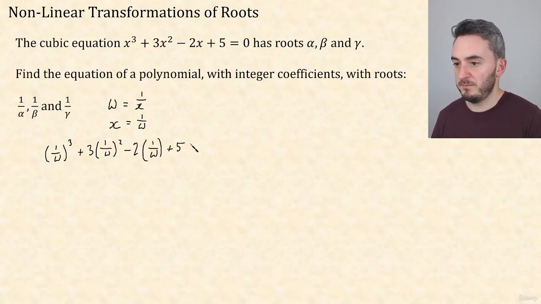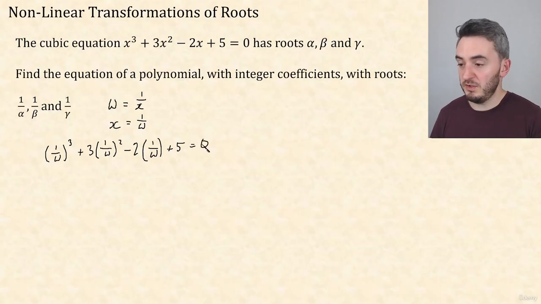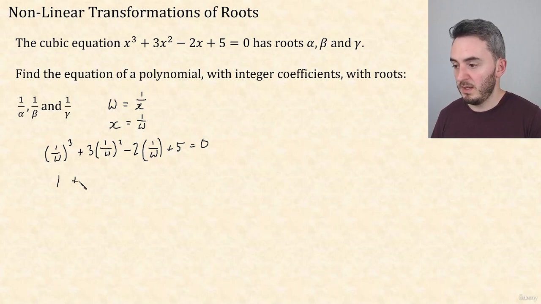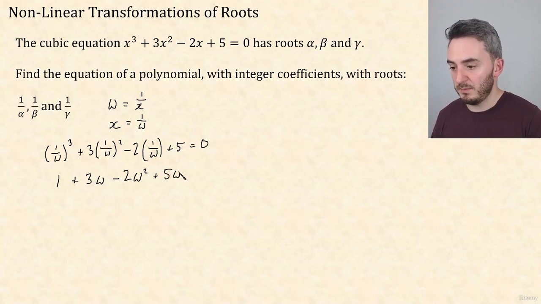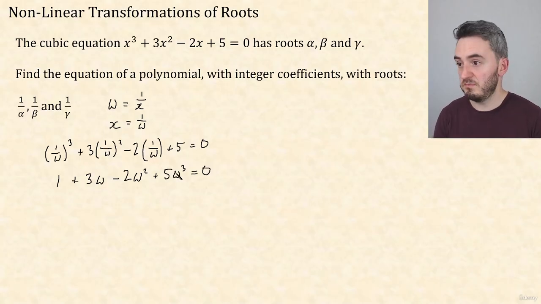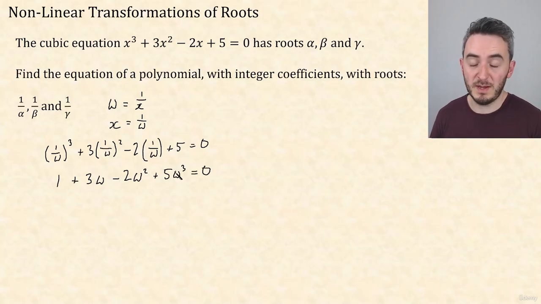plus 5 equals 0. And look, I can just multiply everything through by w cubed. When I do that, I'm left with 1 here. I'm left with 3w here. I'm left with minus 2w squared here. And I'm left with 5w cubed equals 0. And there's my polynomial with integer coefficients, whose roots are 1 over alpha, 1 over beta, 1 over gamma.